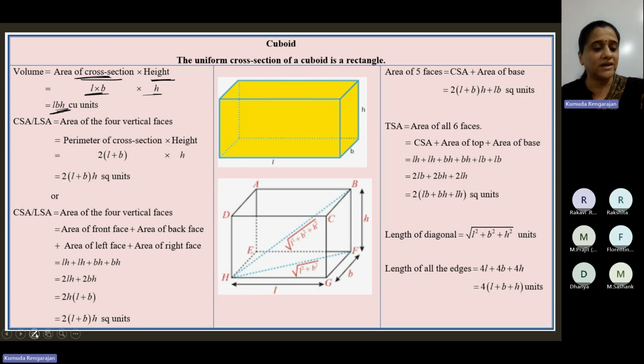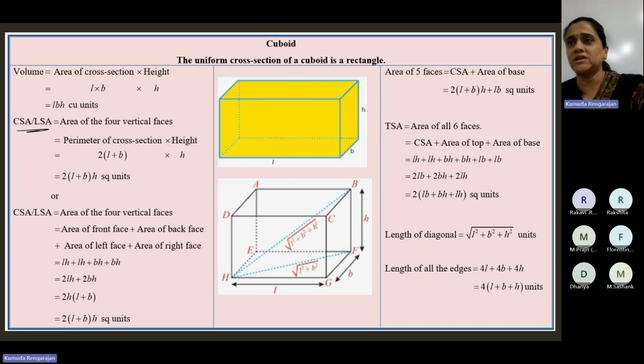Volume is what? Area into height. Area of the cross section. The cross section is a rectangle. So the area of a rectangle is L into B. Area into height, L into B into H. LBH. Now CSA, curved surface area, is always the area of the 4 walls. CSA for a cube or cuboid is the area of the 4 walls. Curved surface area or lateral surface area.